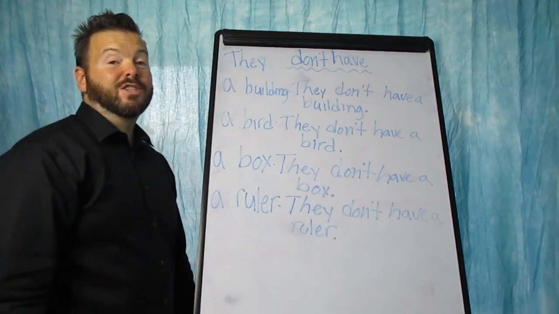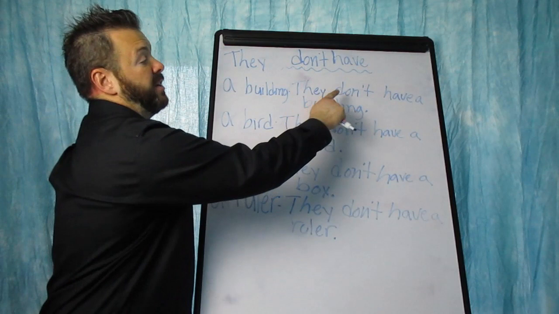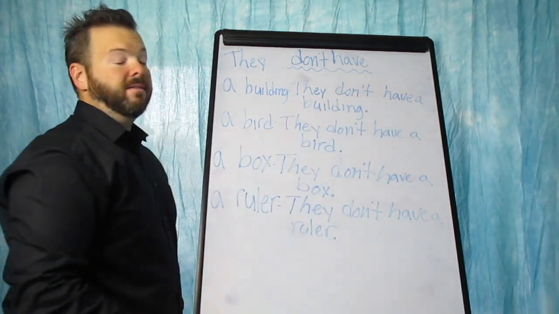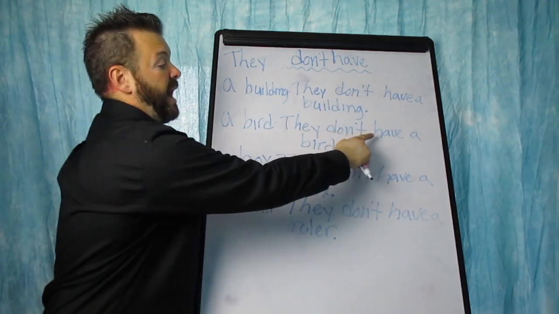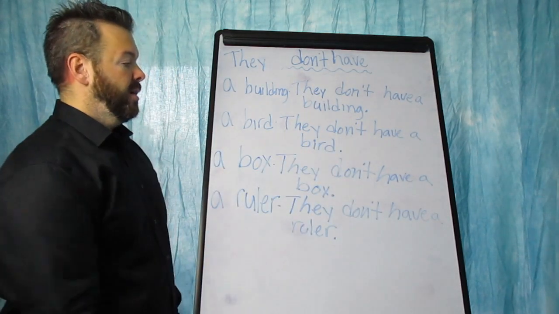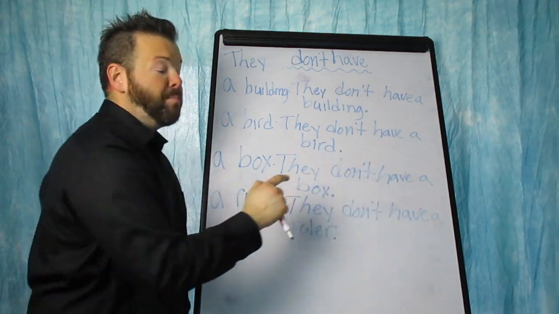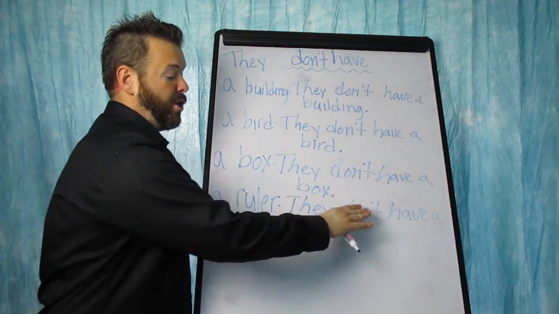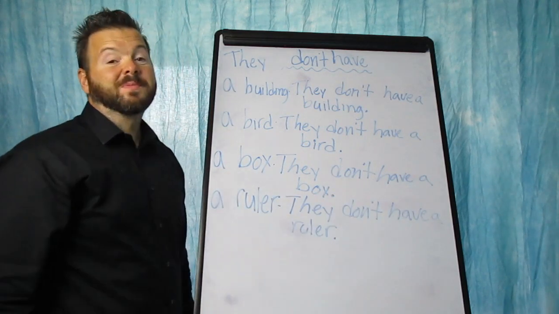Let me read the sentences one more time. They don't have a building. They don't have a bird. They don't have a box. They don't have a ruler.